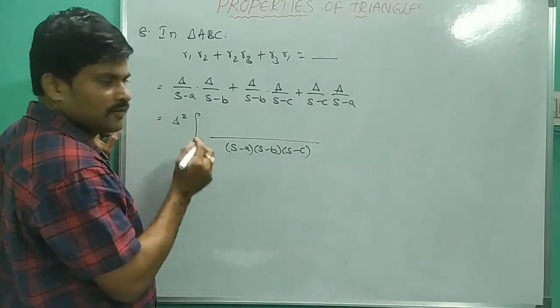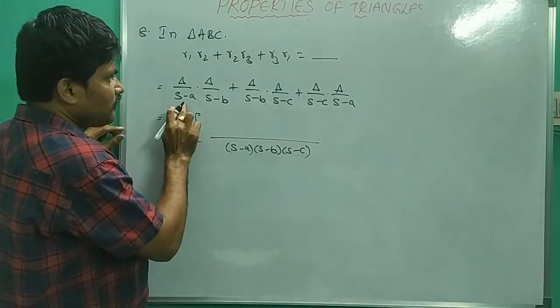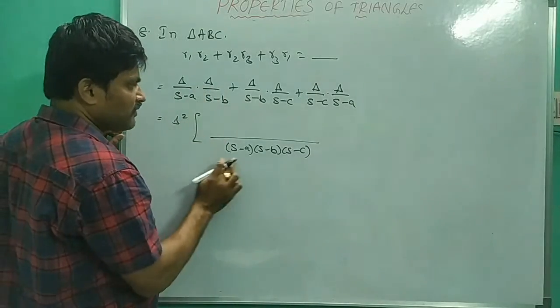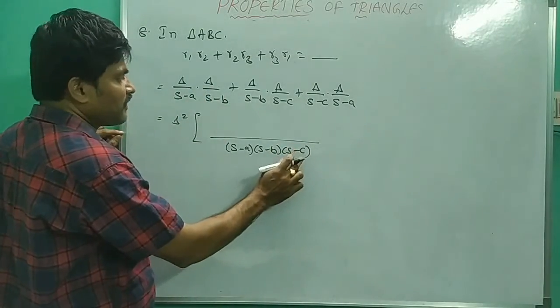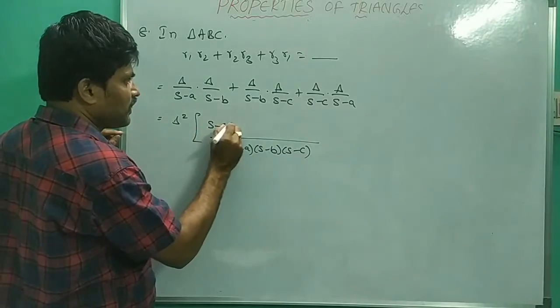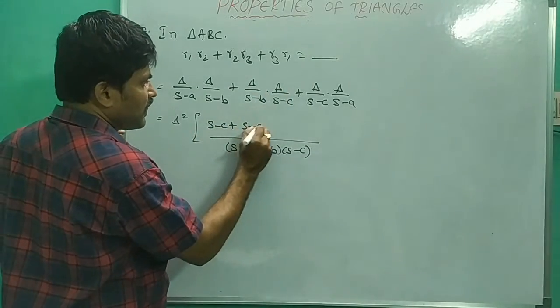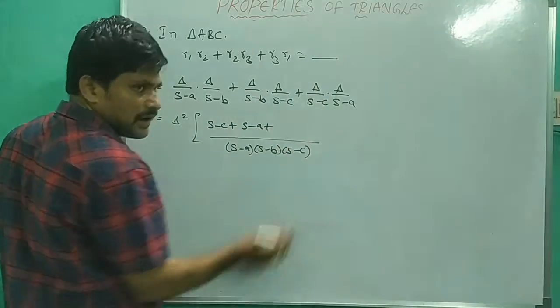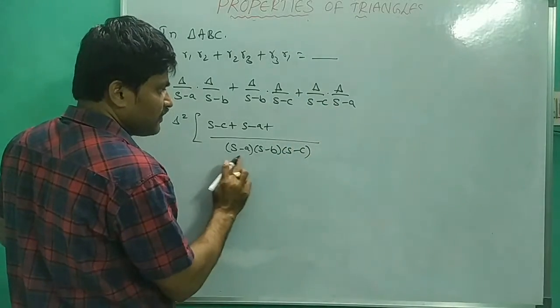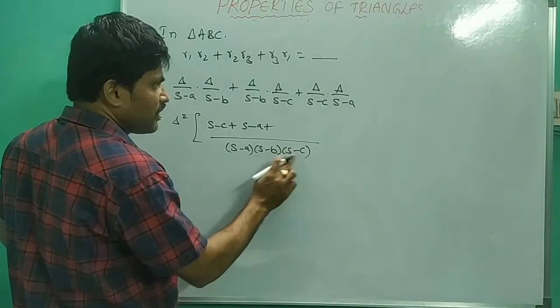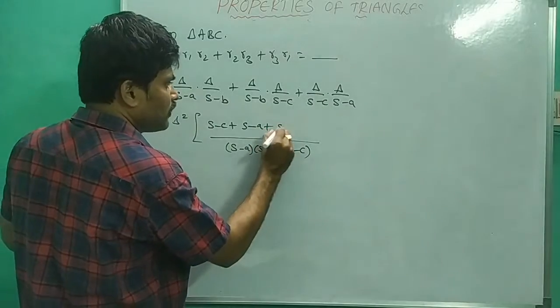So here we have to observe in that first term S minus C, S minus B is there. Now the remaining term is S minus C into 1. That is S minus C. In that S minus A. In the third term, in the denominator S minus C, S minus A is there. So here remaining value is S minus B.